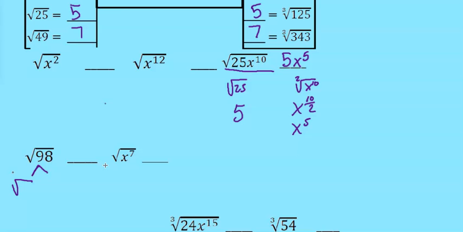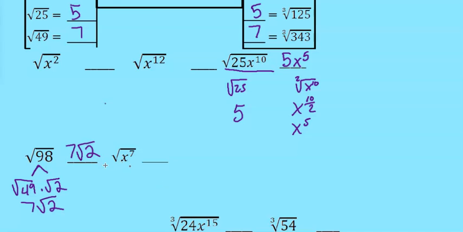So 98 is 49 times 2. The square root of 49 is 7, and the square root of 2 cannot be reduced, so that's your simplified expression: 7 square root 2.